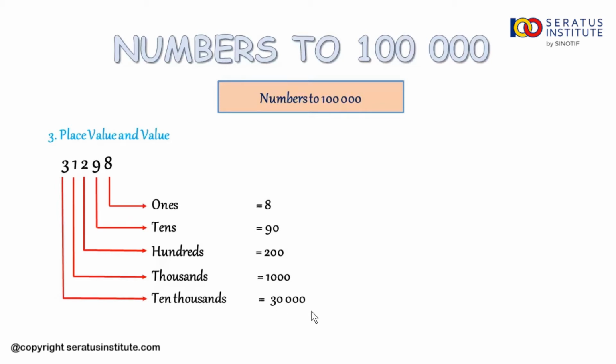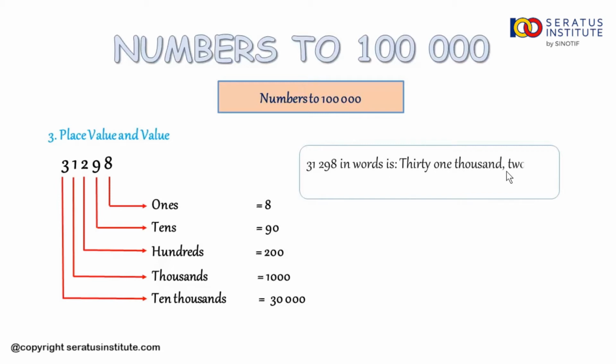Sobat 100, we use place value and value to write the numeral number in words. So, 31,298 in words is thirty-one thousand, two hundred and ninety-eight. Okay, Sobat 100, we have already talked about numbers to 100,000.